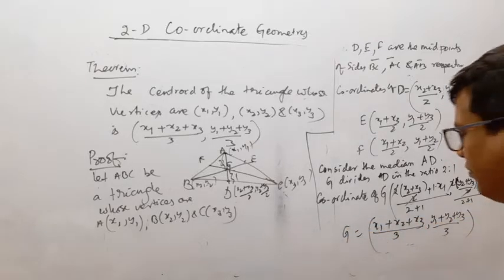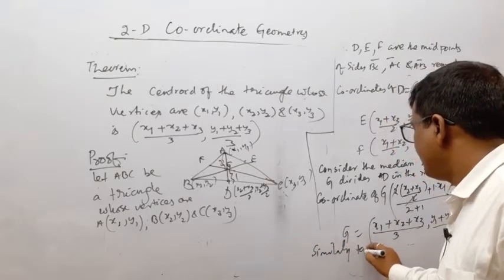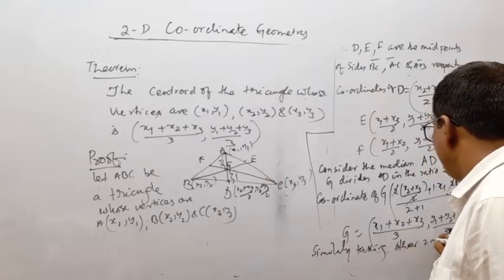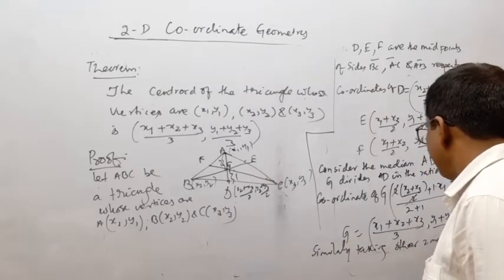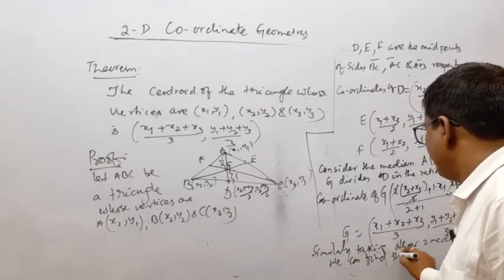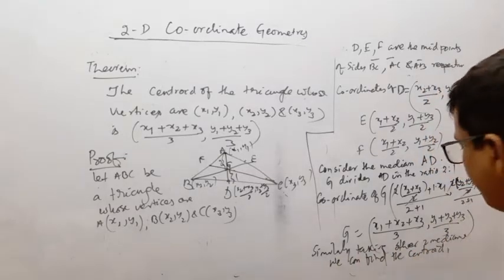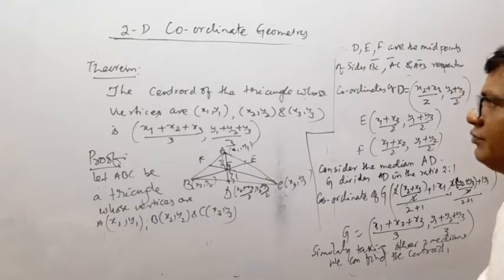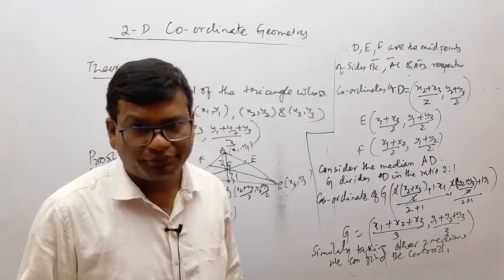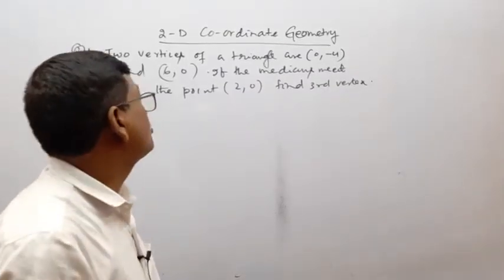Similarly, taking the other two medians, we can find the centroid of the triangle. Now this is the formula to find the centroid of the triangle. One question related to the centroid.